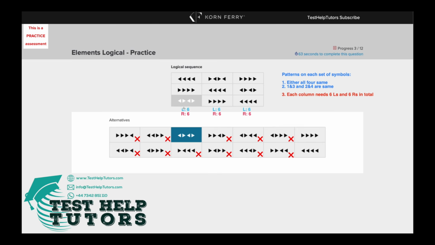So our only alternative option that would fit into our sequence is this shape here. 2 left pointing arrows and 2 right pointing arrows, giving us a total of 6 left pointing arrows and 6 right pointing arrows when you add up these arrows here.